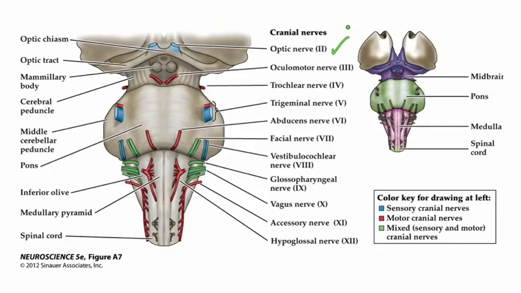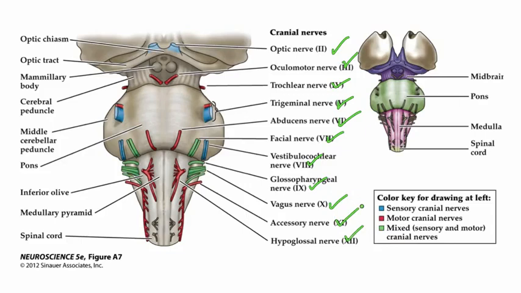And then the rest of these nerves, 3 through 12, do indeed attach to the brainstem. They are the oculomotor nerve, number 3, the trochlear nerve, number 4, the trigeminal nerve, number 5, the abducens nerve, number 6, the facial nerve, the vestibulocochlear nerve, nerves number 7 and 8, the glossopharyngeal nerve, the vagus nerve, the spinal accessory nerve, and finally the hypoglossal nerve.